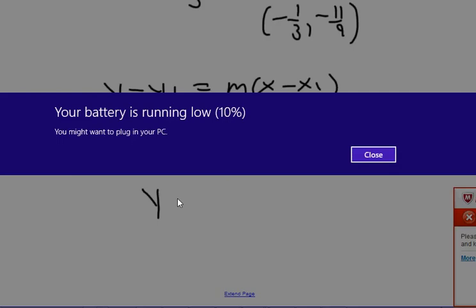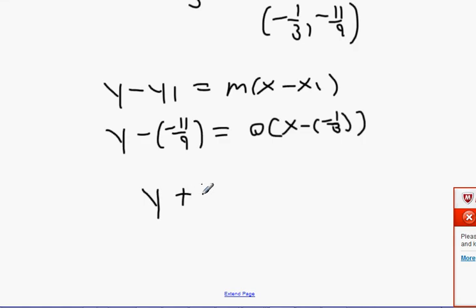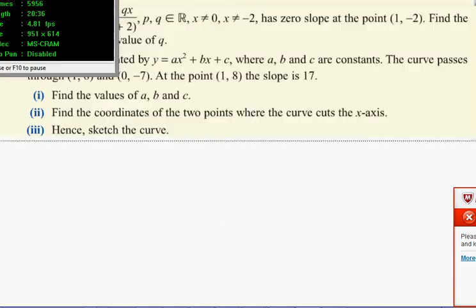So it's going to be y plus 11 over 9 equals 0. Multiply both sides by 9, so I'm going to get 9y plus 11 equals 0. Okay, that's the equation of your line.